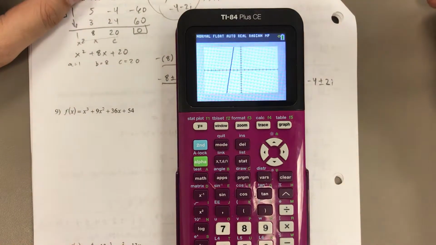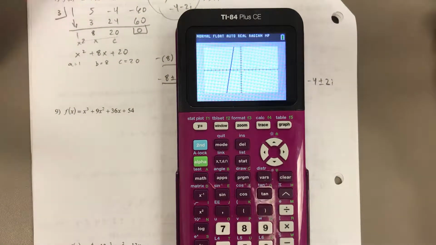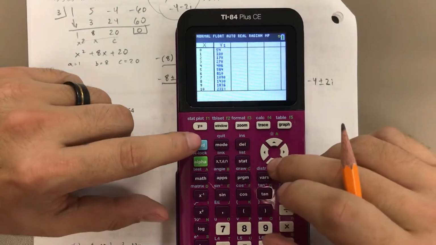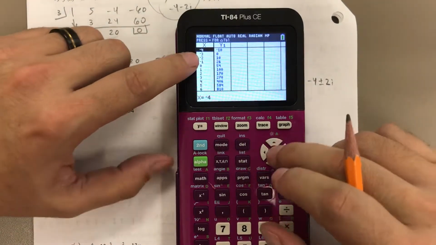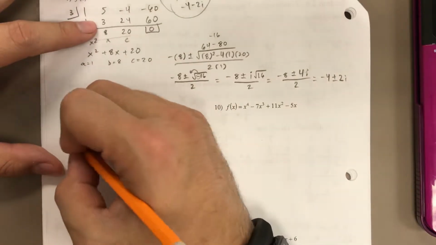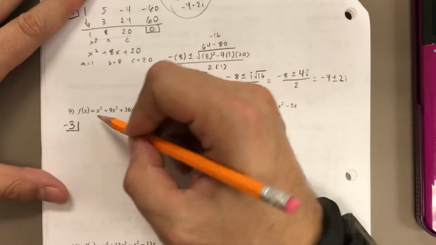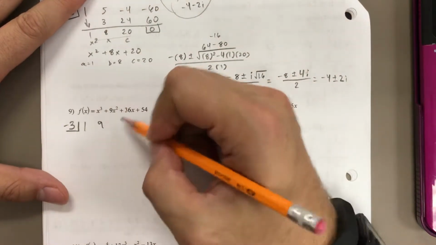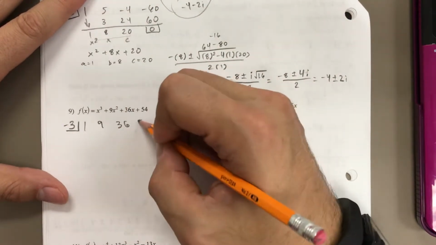And we have a 0 at, looks like negative 3. And it looks like it's probably it. Let's see if that's even a 0 there at negative 3. Yeah, it is. Okay. So we have at least one step that we can start off. So negative 3 goes in the corner. And then we have 1x to the third, 9x squared, 36x, and 54.